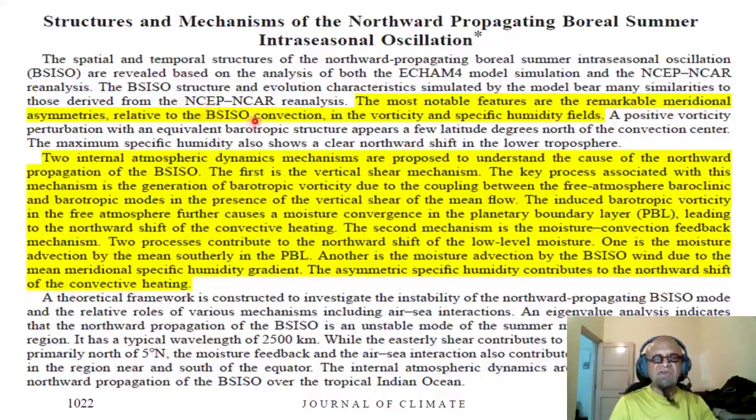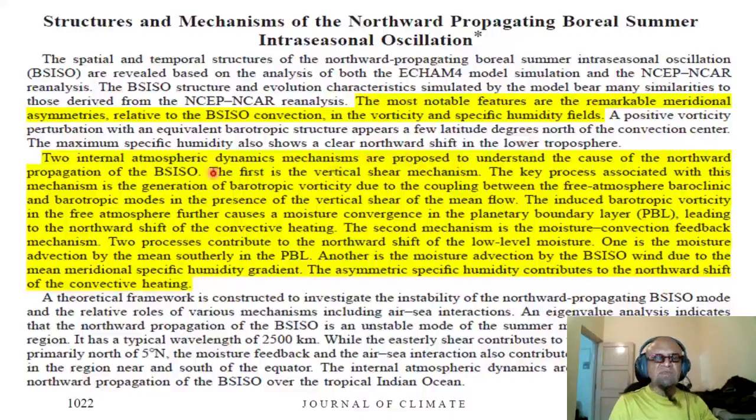The BSISO structure and evolution characteristics simulated by the model bear many similarities to those derived from NCEP and CARV analysis. Most notable features are the remarkable meridional asymmetries relative to the BSISO convection in the vorticity and specific humidity fields. So these are always critical because you have propagating systems, which means you have cyclonic and anticyclonic systems, convection and subsidence, and you have moisture loading, of course.